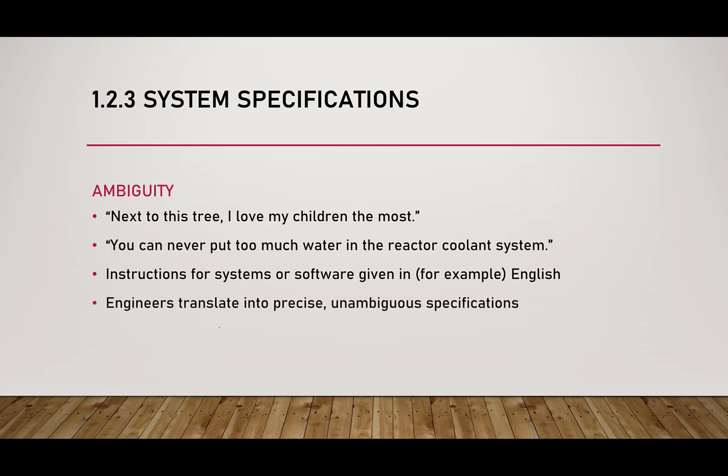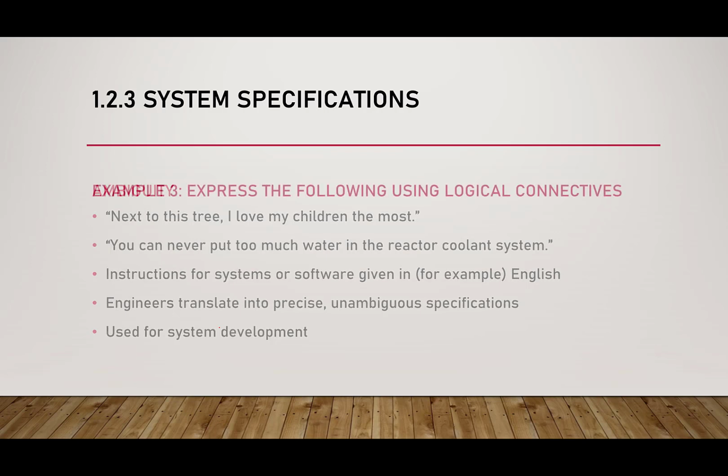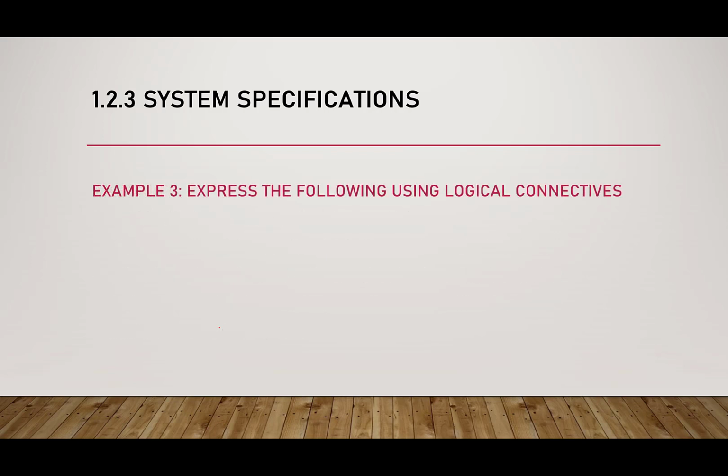Okay, again, the engineer has to translate it into precise, unambiguous specifications, right? Especially if the engineer's not going to build it, they're just going to design it. Then we have to work with somebody else who's going to build what the engineer writes out, and it has to be unambiguous. And as I mentioned on my soapbox a minute ago, this is very important when it comes to system development. So let's take a look at some examples of how this might play out.